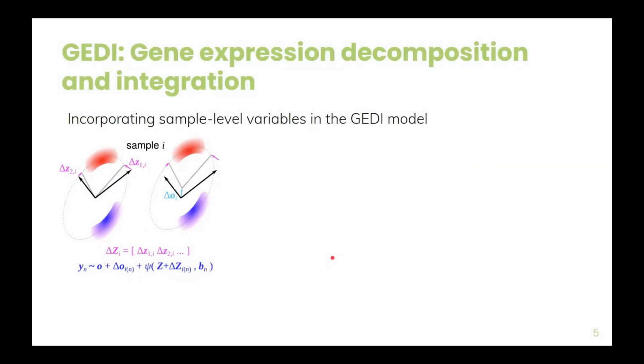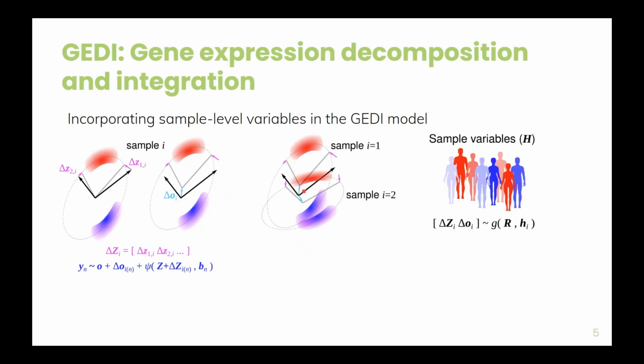Then, when we analyze a given sample, we can quantify the changes that this specific sample would have to the reference frame. We might realize that different samples might have different distortions to the reference frame. Finally, we can connect the changes of the reference frame to sample level variables.